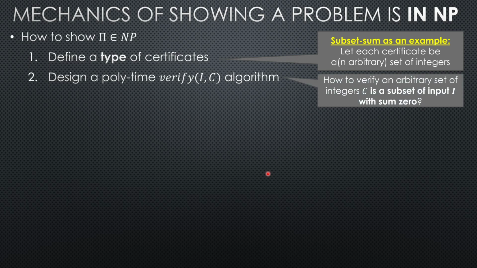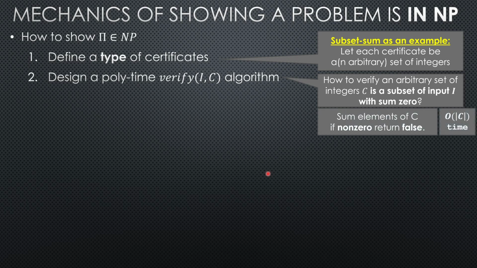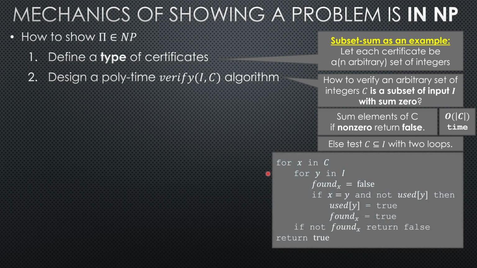So in the subset sum, which I'll use as a running example here, how would I verify an arbitrary set of integers C is a subset of input I with sum 0? Well, I'd sum the elements of C. If they're non-zero, return false. That takes order cardinality of C time. That's polynomial in the input size. Otherwise, I test if C is a subset of I with two loops. Okay, so the pseudocode looks like this.